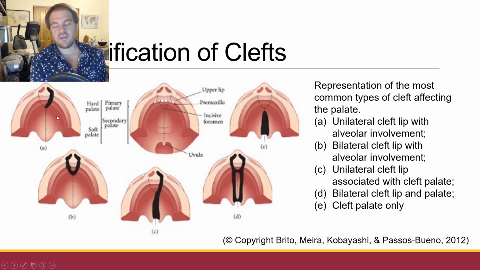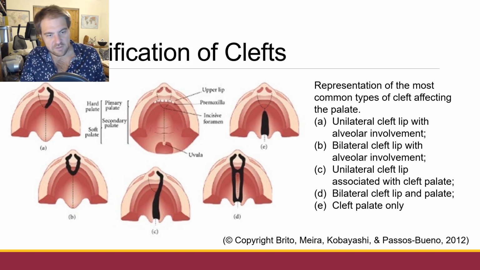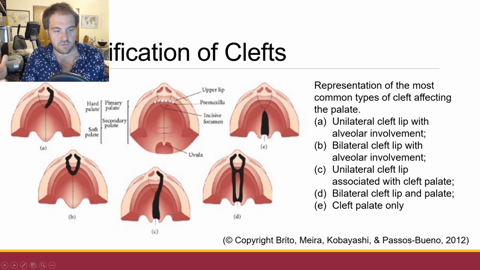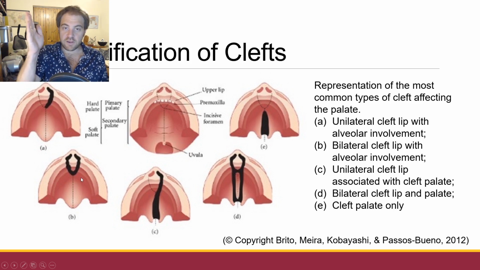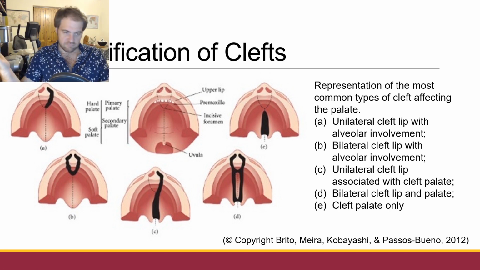So A, we've got unilateral cleft lip with alveolar involvement. So there's no cleft palate on this one. This is just going to be cleft lip. It's got alveolar involvement. We'll talk about that in a second, but if you answered that this is cleft lip, that's totally fine. B is going to be a bilateral cleft lip. Unilateral, bilateral: uni is 1, bi is 2. Makes sense.